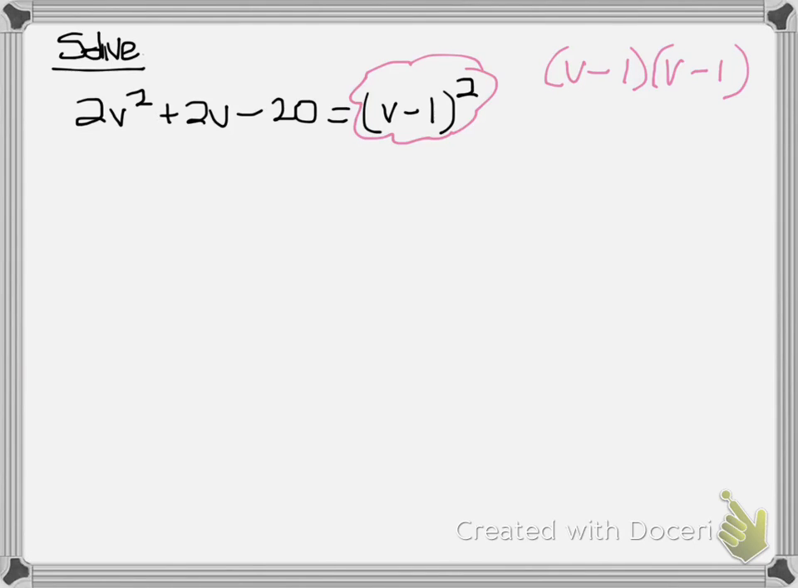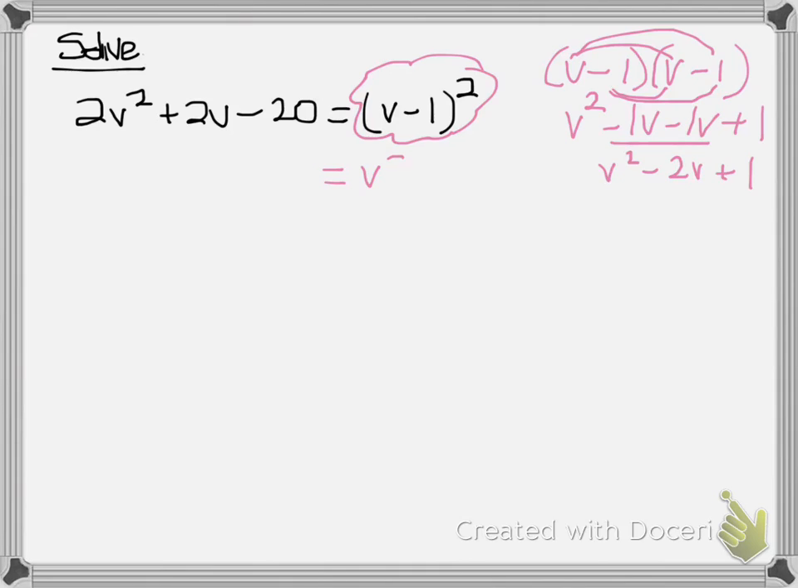And so when I FOIL that, v times v is v squared. V times negative 1 is negative 1v. Negative 1 times v is negative 1v. And negative 1 times negative 1 is positive 1. My two terms in the middle are like terms, so that's v squared minus 2v plus 1. So that's what this is over here. Okay? V squared minus 2v plus 1.